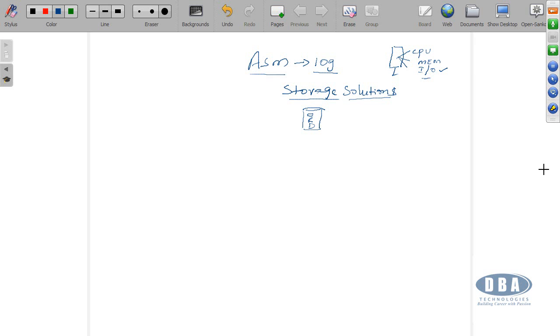Our disks, recently we started seeing flash disks, and the hybrid hard disk. The hybrid hard disk architecture itself is a little different. This is also called a solid state hybrid hard disk. What is that? Solid state hybrid hard disk drive.